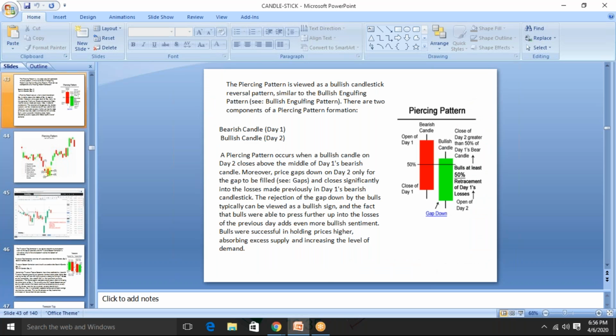Now comes to piercing pattern. Anybody have any doubt, please?